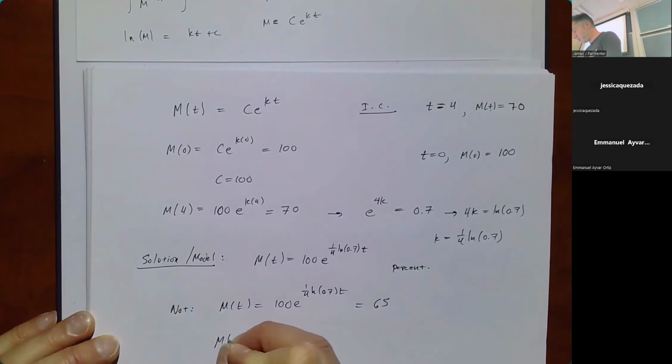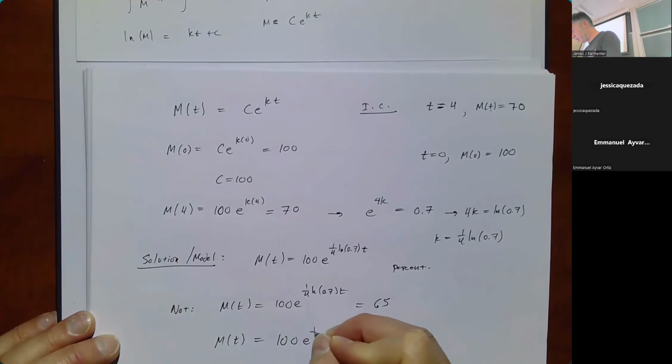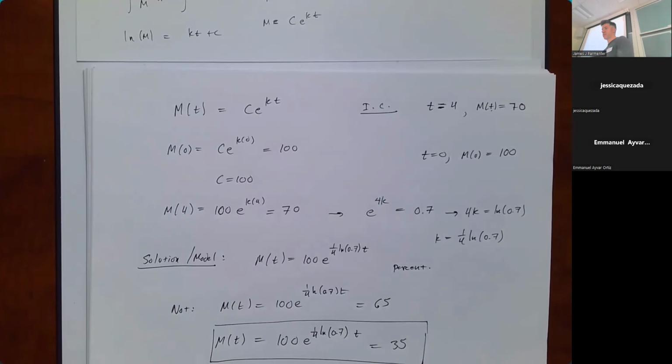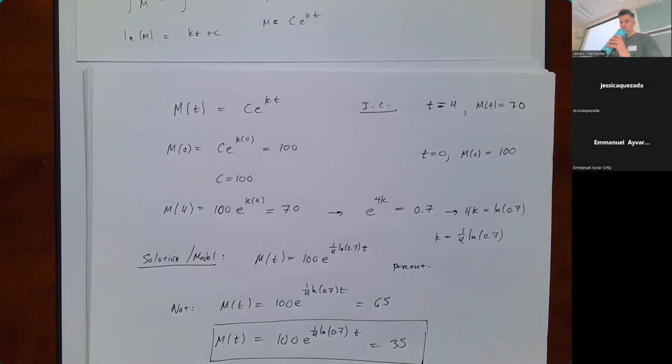So sometimes problems like this try to be kind of tricky with the language that they're using. Make sure you're always thinking about how much stuff we have, not how much stuff we have lost. Questions on either of these?